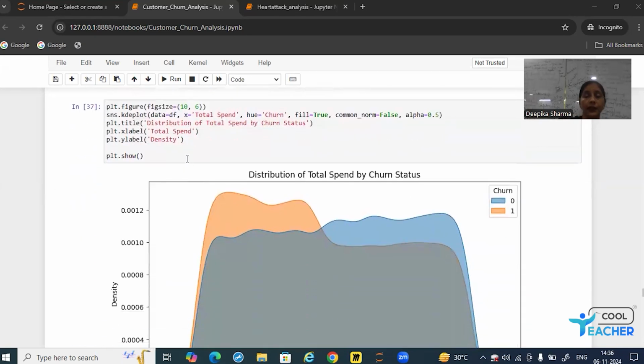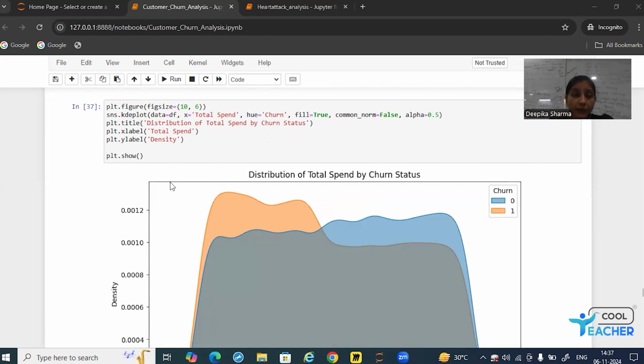I'm doing some more data analysis and data visualization here, where we are looking at a KDE plot, kernel density estimation plot. Here I'm looking at the total spend and the churn. It means how much the person has spent in total and what the churn rate is after that. So here we are using the matplotlib and Seaborn libraries, and the show method here.